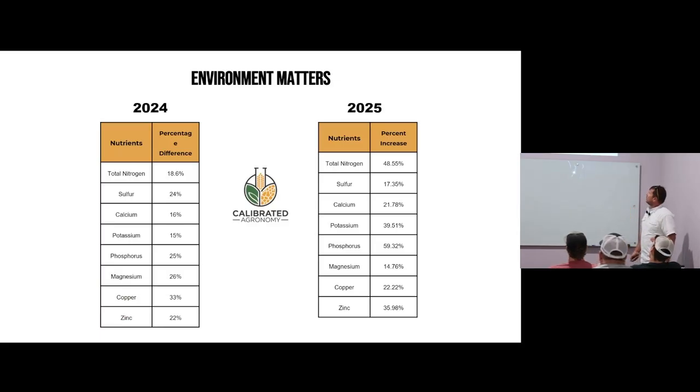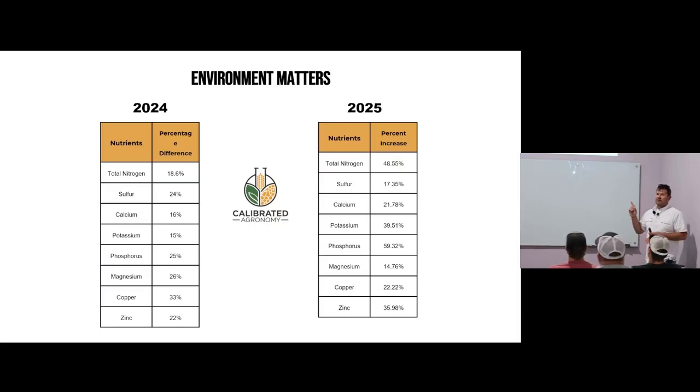So in 2024, we had a really slow start to the spring, a wetter spring, where this plot was. And total in where we applied the biology was increased by 18%. Potassium was 15%. Phosphorus 25%. 2025, we had excellent soil to oxygen ratio. We had warm soil conditions. We applied the biology in furrow. We had a 48% increase in total in that plant sap. We had potassium 40% higher than the control. Phosphorus 60% higher than the control.